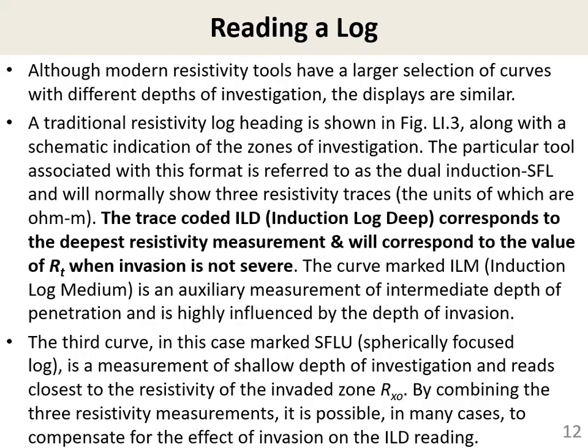The medium curve usually is an intermediate measurement and is highly influenced by invasion, while the third curve, which is the shallow reading, has a very shallow depth of investigation and reaches closest to the resistivity of the invaded zone. So by combining the 3 resistivity measurements, it's possible to compensate for invasion on the deep resistivity measurement. Of course, the induction tool has been used there, or it could have been the lateral log, depending on your mud system.